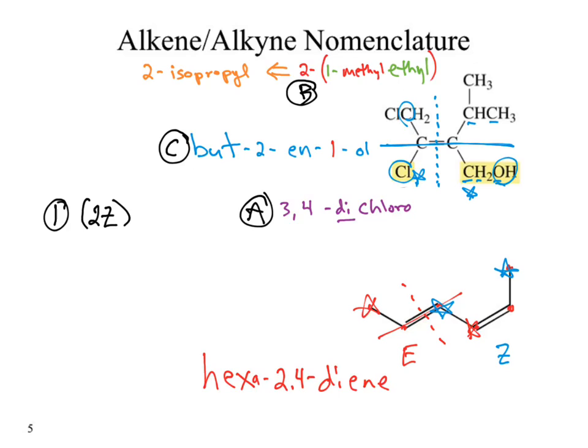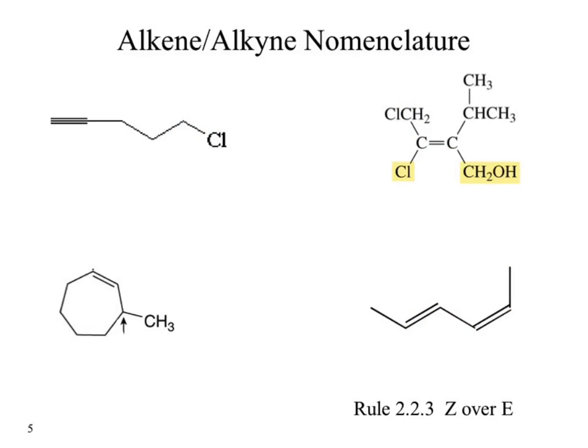Nomenclature says there's only one correct way. This was an accidental question because I just put it together for the sake of it, and then somebody asked that smart aleck question, which one comes first? I was like, I have no clue. So it took a little while, but I did some digging. Rule 2.2.3, Z over E, which means it needs to be 2Z,4E.